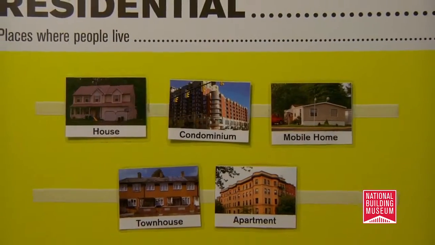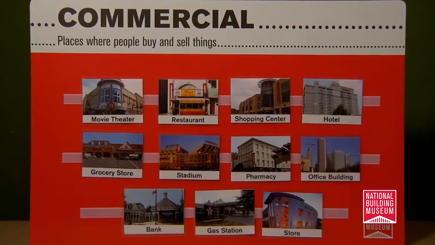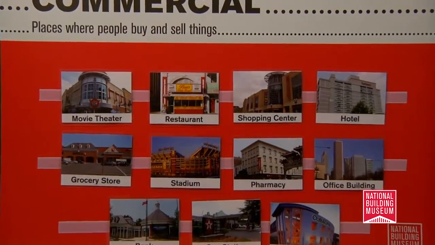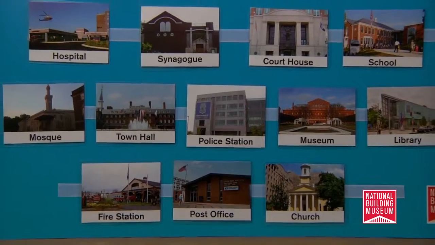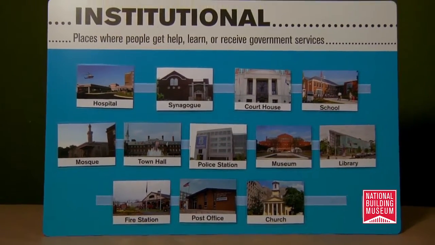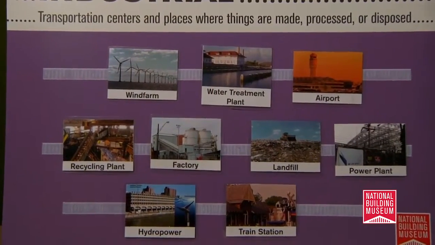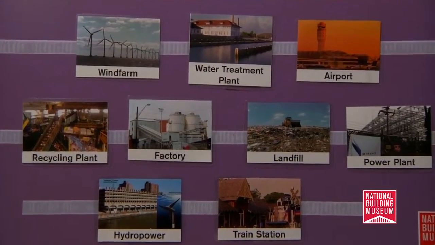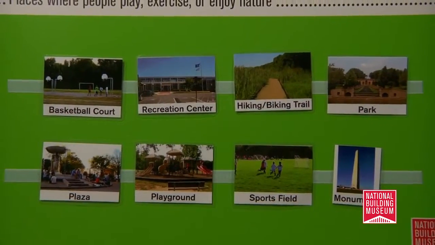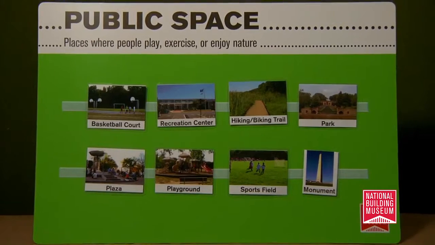The students will learn the difference between different land use categories, including residential. These are places where people live. Commercial land use, places where people buy and sell things. Institutional, places where people learn, get help, or receive government services. Industrial, places where things are made, disposed of, or processed. And open or public space, these are places where people play, exercise, or enjoy nature.